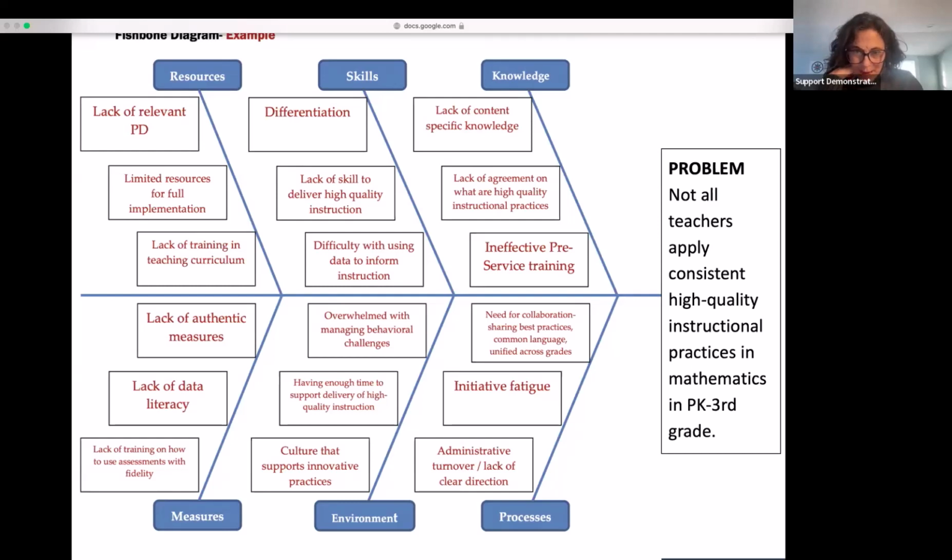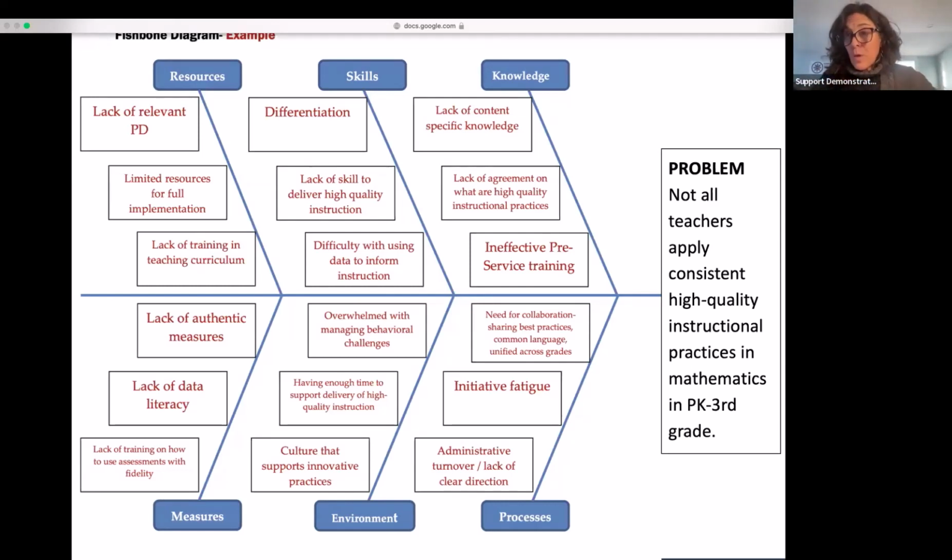If we go down to the bottom, for processes, if we just look vertically down: need for collaboration, sharing best practices, common language, unified across grades. So maybe they don't have a process for that. Maybe that's not in the schedule. And even if it was, maybe they don't know how to manage that time. Initiative fatigue. Maybe there's a billion things going on. Administrative turnover, so lack of consistency and clear direction. So you kind of get the drift.